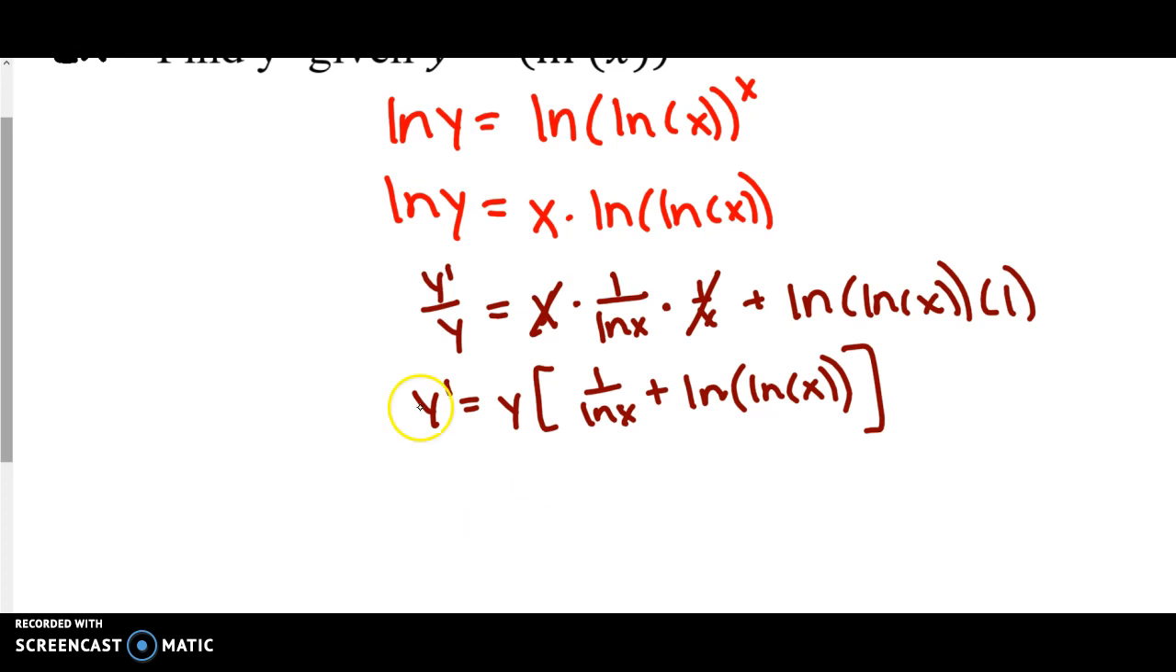All right, last step is to replace y with what y is. And if you look at the original problem, we know that y is the natural log of x quantity squared. So natural log of x quantity squared times all this jazz.